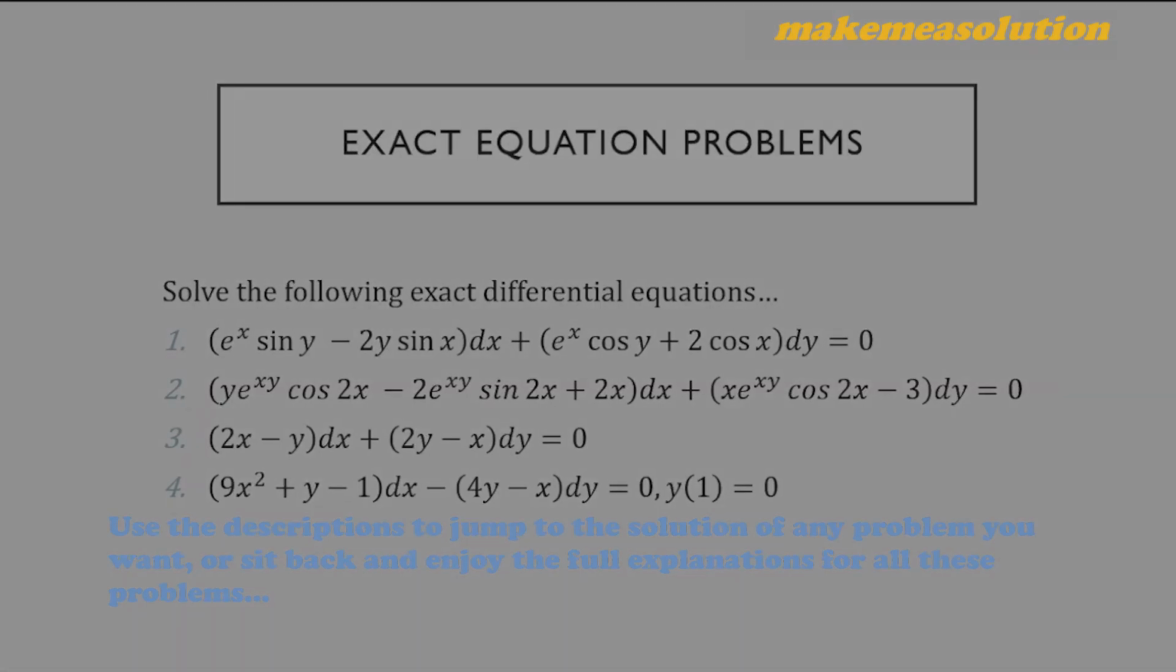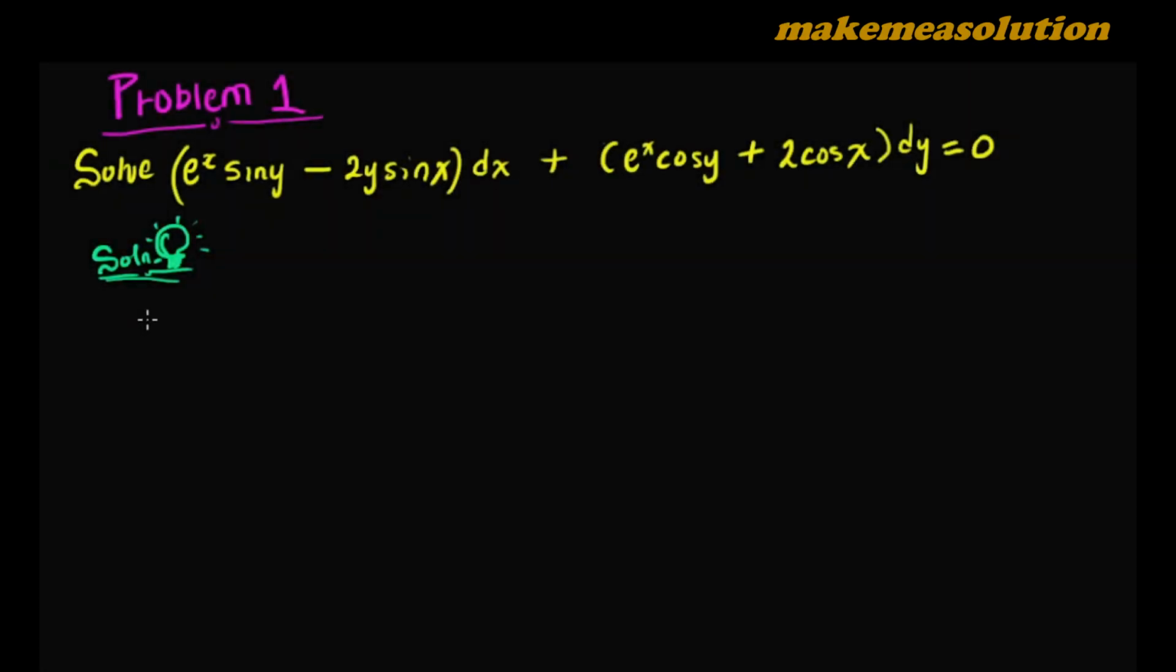with problem 1. Okay guys, welcome to problem 1, and in problem 1 we want to solve the exact equation (e^x sin y − 2y sin x) dx + (e^x cos y + 2x) dy = 0. This is usually how an exact equation comes, but a better way of presenting the question to you will be: given this particular differential equation, test for its exactness, and solve for the general solution.